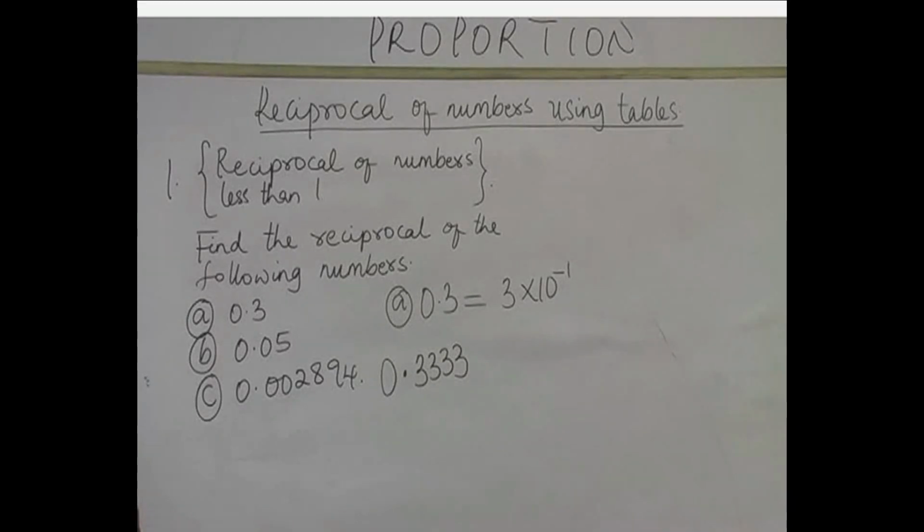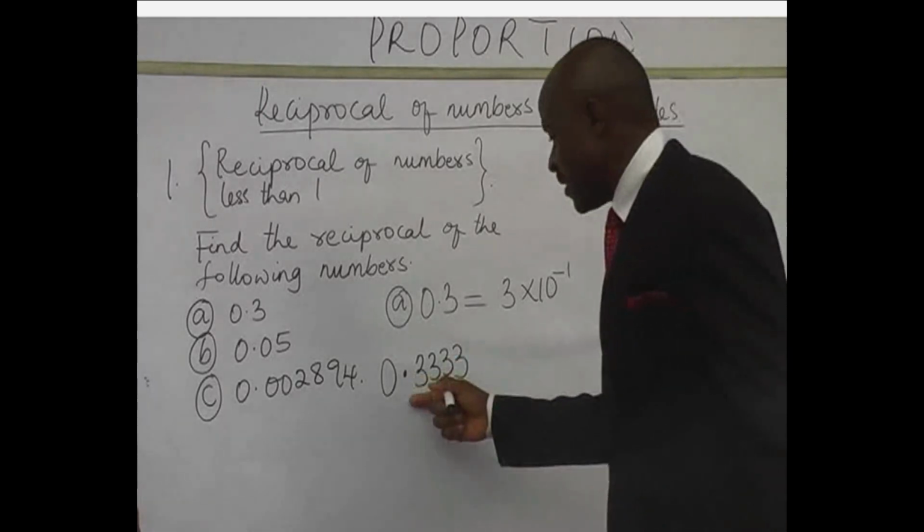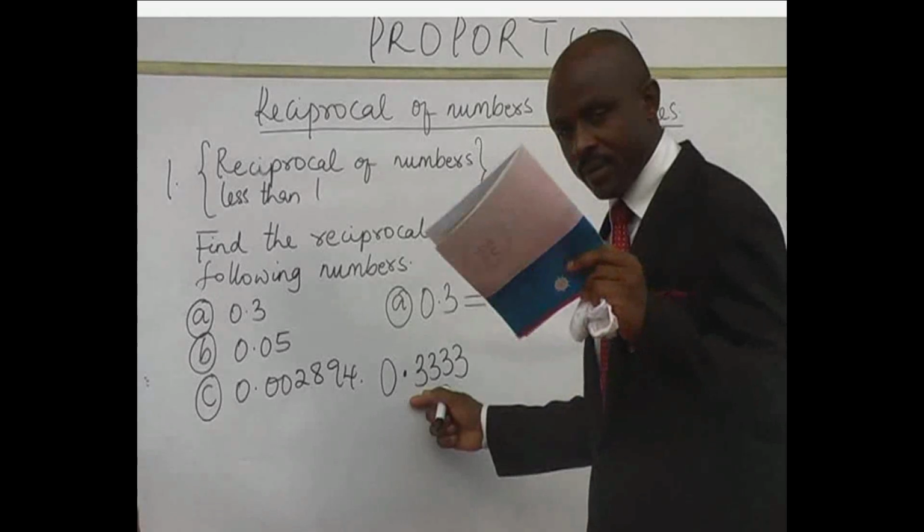The only other thing I did was that the 3, 3, 3, 3 you find from your 4-figure table should have a decimal point before it. That is exactly what I mean. So now you have found this. This is the number from your 4-figure table.